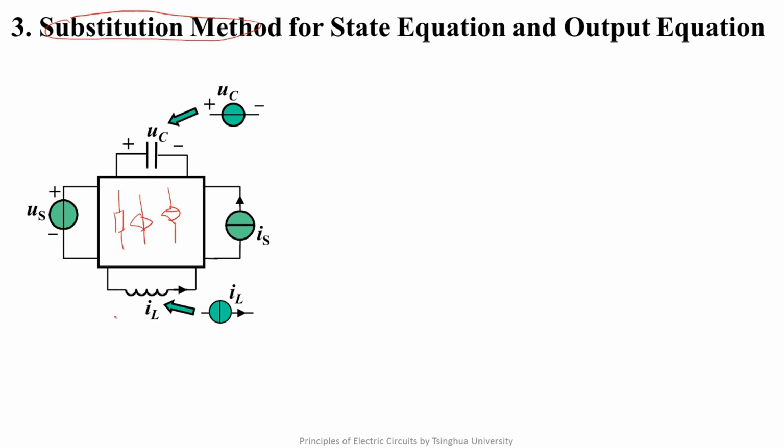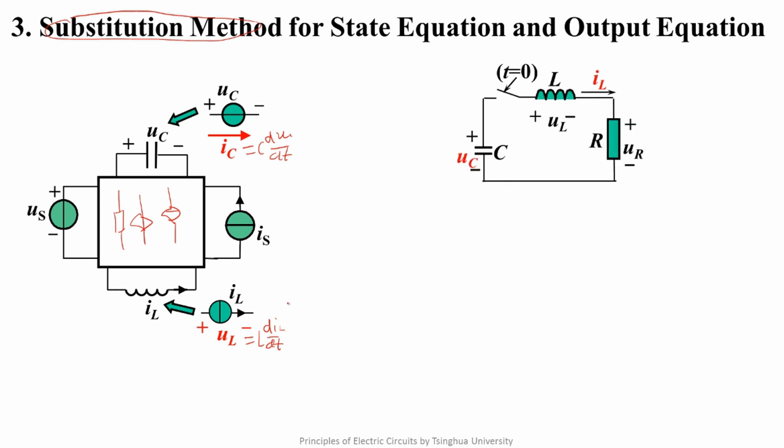Through solving the resistive circuit, we can get IC and UL, which are the current flowing through the voltage source and the voltage across the current source. We know that IC equals C times duc over dt, and UL equals L times dil over dt. So we can conveniently express duc over dt and dil over dt by the linear combination of UC, IL, and IS.